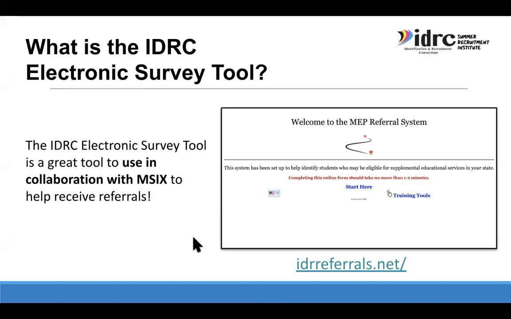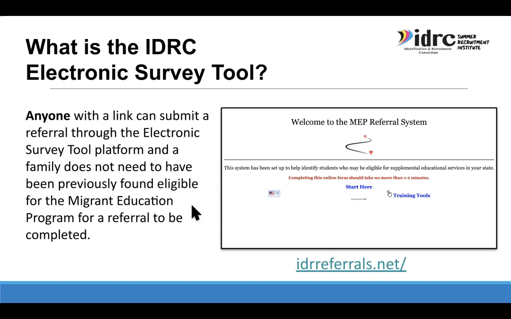The IDRC electronic survey tool is a great tool to use in collaboration with M6 to help receive referrals. We have a lot of people that ask, when we have M6, so why do we also need the electronic survey tool? And the reason for that is because on the electronic survey tool, anyone with a link to the tool can submit a referral through the platform.